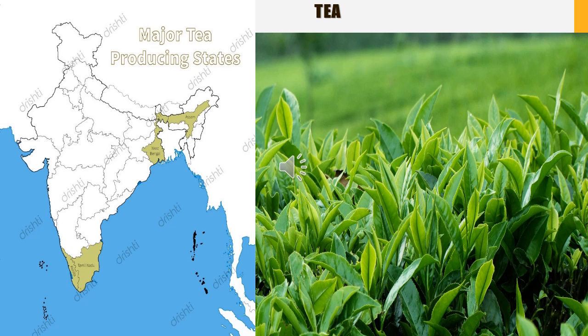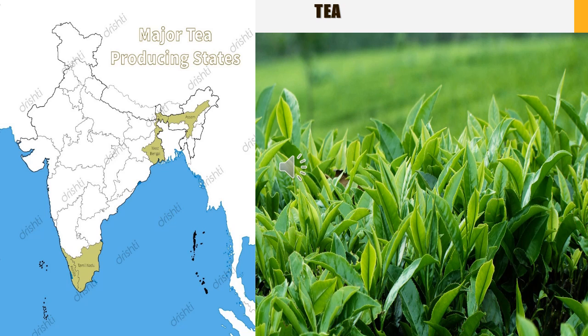The tea plant requires high rainfall, but its root cannot tolerate waterlogging. That's why it is cultivated in hilly regions, because waterlogging is not possible there.